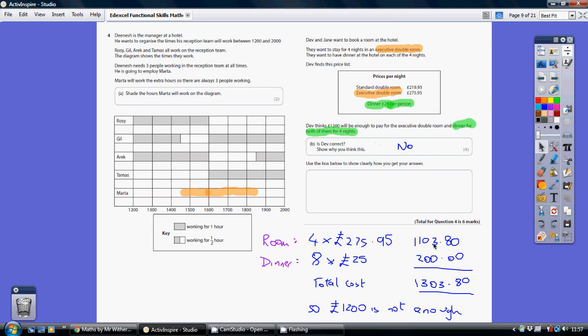So add the cost of the room to the cost of the dinner, we get this, £1,303.80. Now Dev's only got £1,200, so Dev does not have enough money.